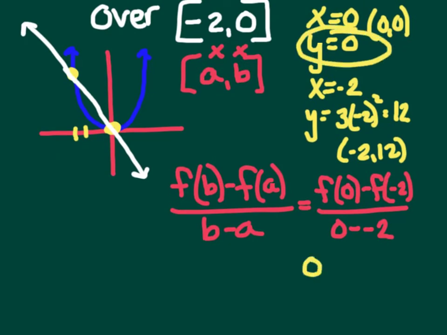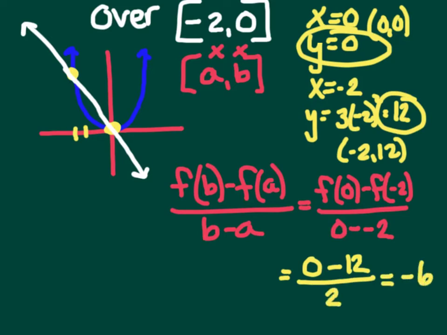So I've got 0 minus, when I substituted in negative 2, I got 12, all over 0 minus negative 2, which is a positive 2, and I get a slope of negative 6. So I already estimated that it was negative, and we've got a negative 6 for our average rate of change. And again, average rate of change is just the slope formula.